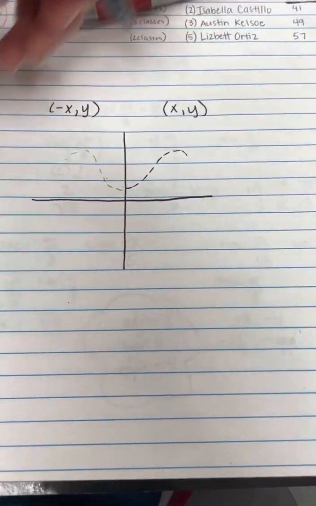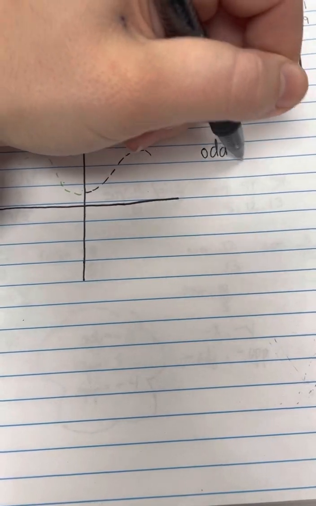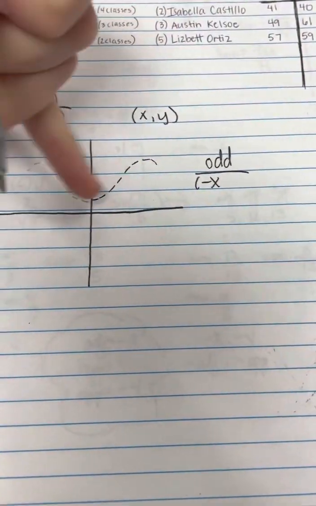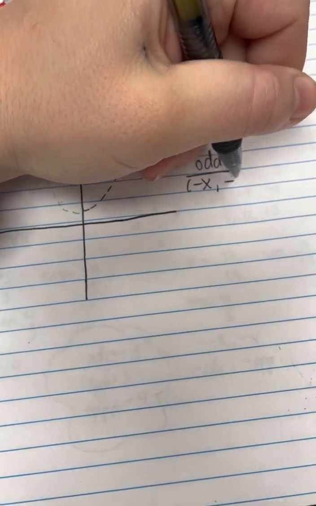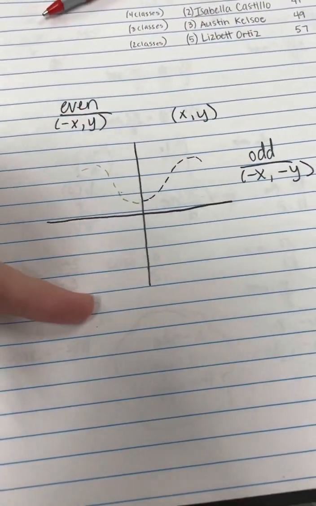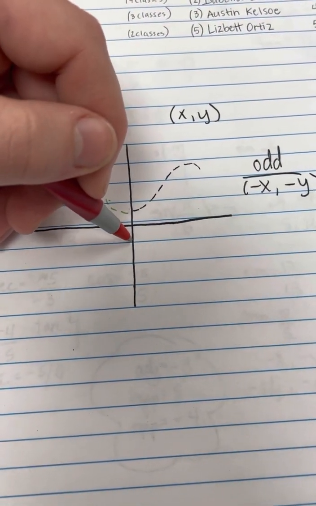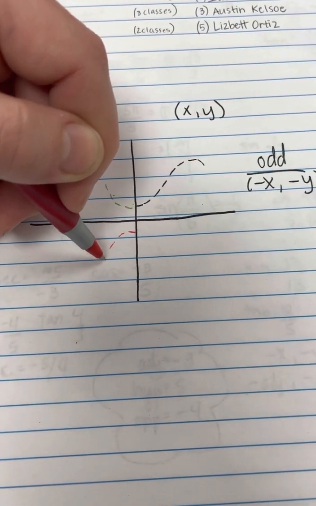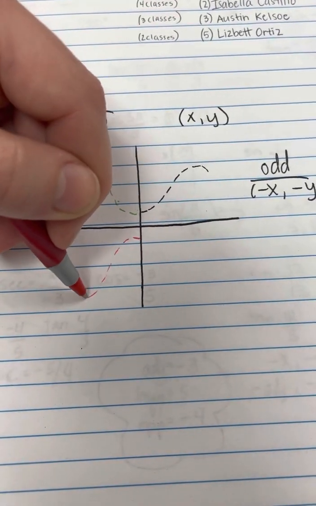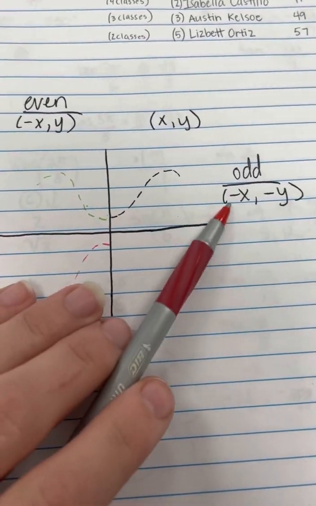Now, if that's the case, this is our even. This is what happens to the even coordinates. And for the odd coordinates, we get our negative x, so we would flip it over the y-axis, and then we would also have a negative y, so we would flip it down here as well. So it would look something like this.